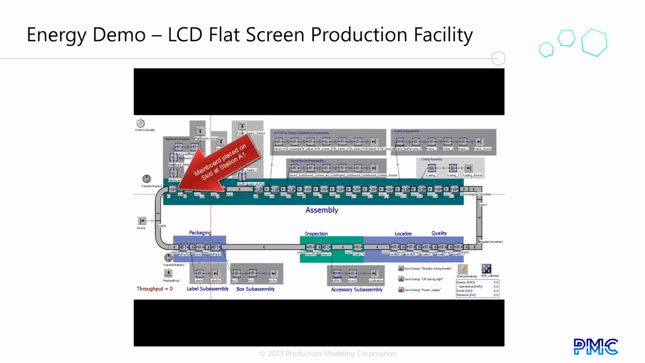The main board is placed on the skid at station A1. The display panel is added at station AS3. Other parts are added further down the assembly line. And then the panel goes through quality, localize, inspection, packaging, and labeling processes before being removed from the skid and transferred to the finished product drain, where throughput statistics are collected and displayed.